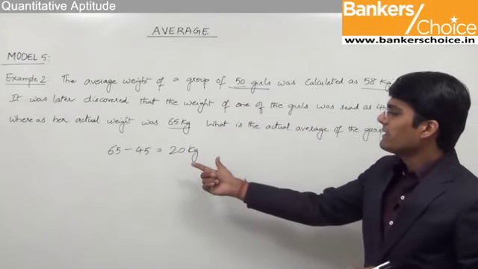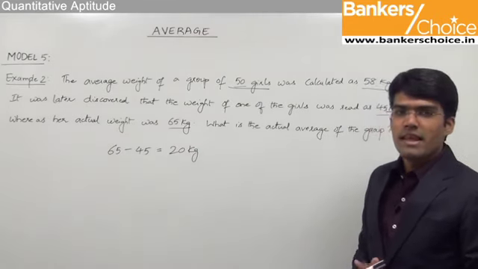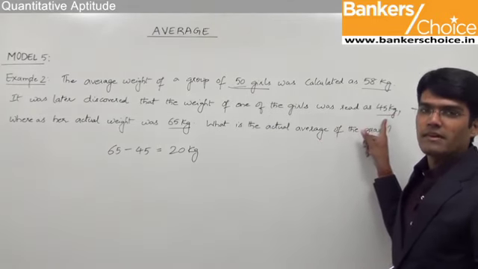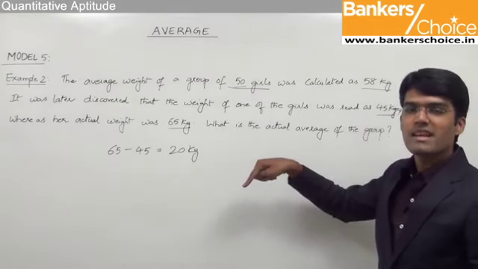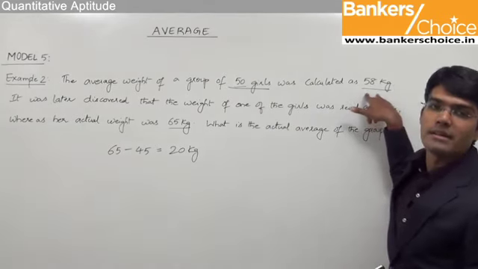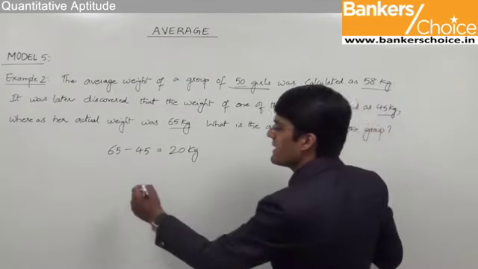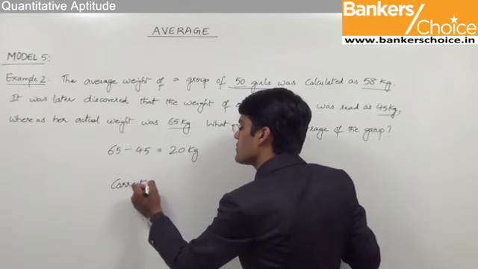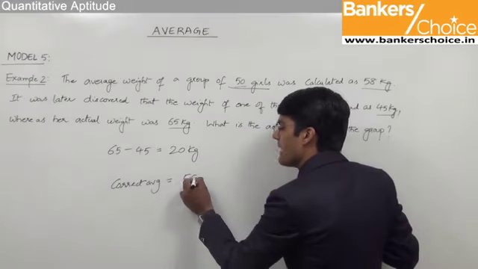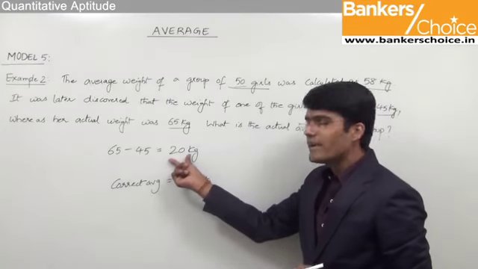The difference between the actual weight and the wrong weight is 20 kgs. And while calculating the average, the weight of the girl was taken as 45 instead of 65. That means her weight was reduced. That is the reason we have got a reduced average. The actual average should be more than the wrong average, that is 58. And since it is to be more, we should add something. What should we add here? We should add these 20 kgs.